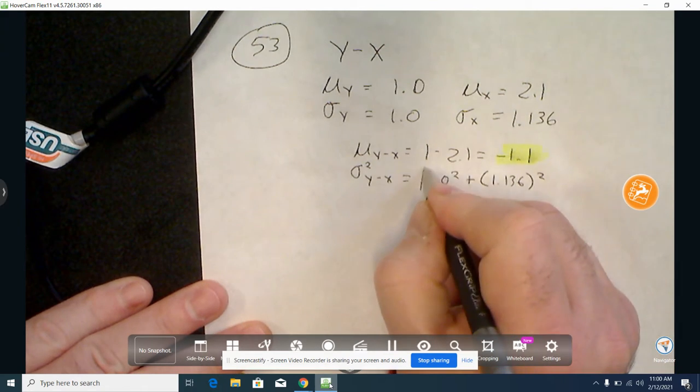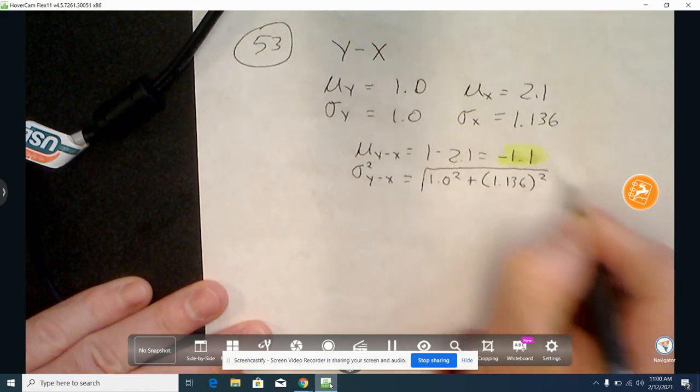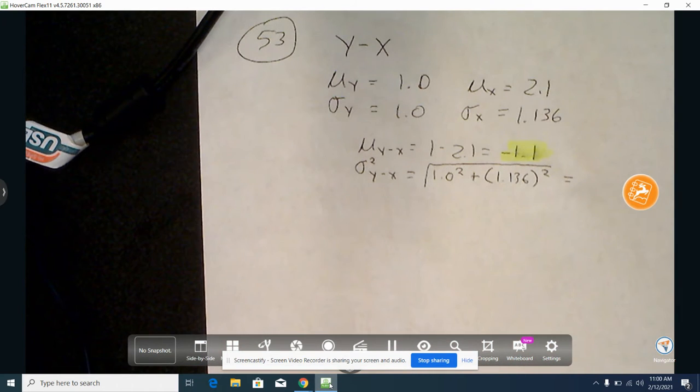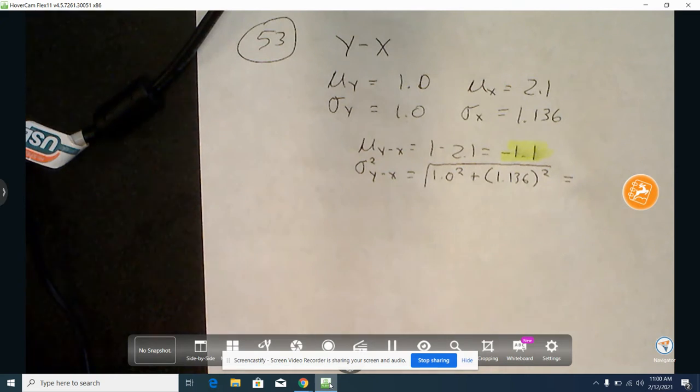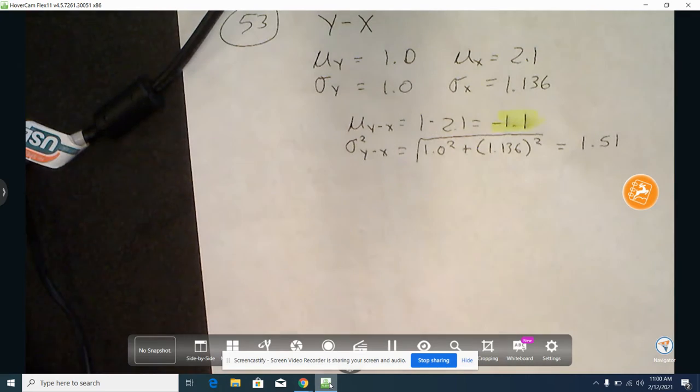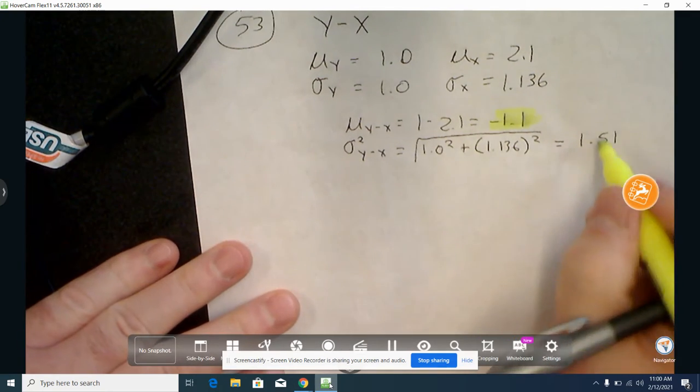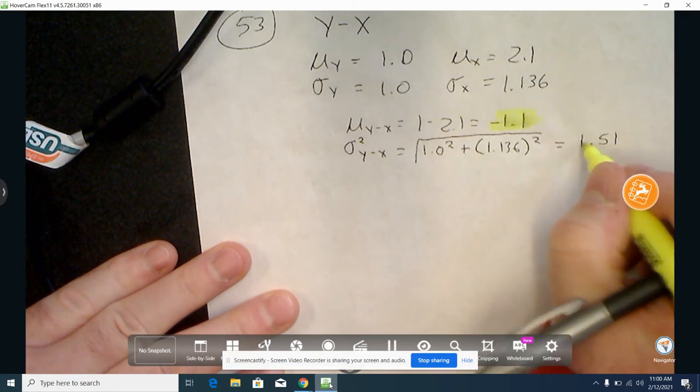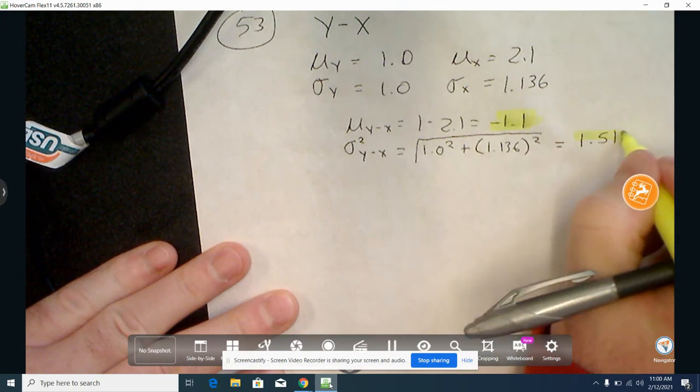So I'm going to go ahead and take the square root here too. Do it all on my calculator in one quick shot here. So doing it on my calculator and then taking the square root, we should get that the standard deviation is 1.51. Okay, so make them variances by squaring, add them together, and then square root to calculate the standard deviation.